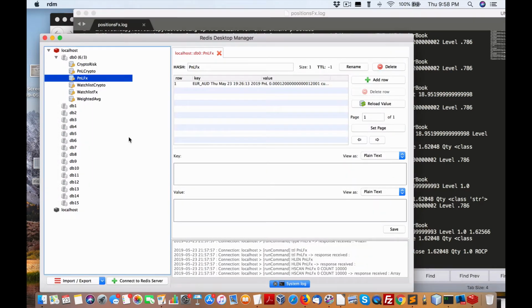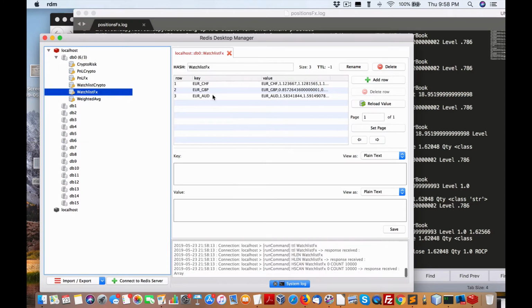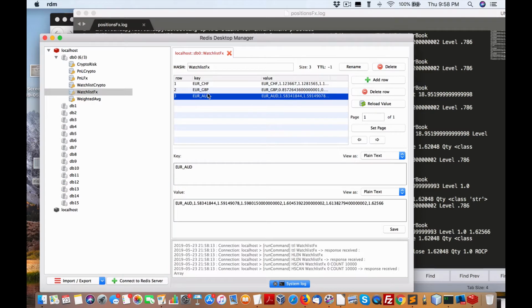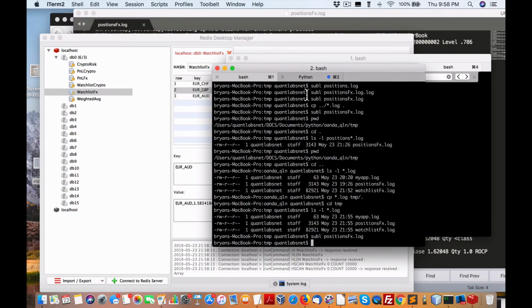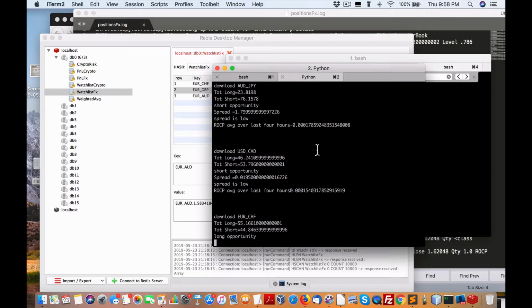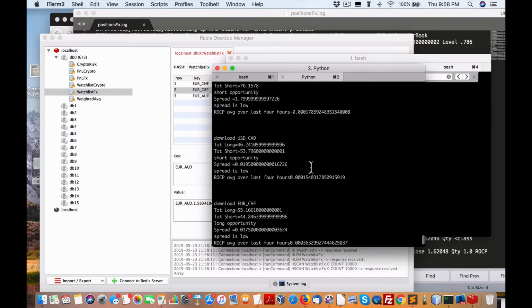So right now we have 3 pairs on the watch list: Euro Swiss franc, Euro pound, Euro Australian dollar. This one's been doing pretty good, so I'm going to show you those. All right, this is the particular Windows console we have to watch.